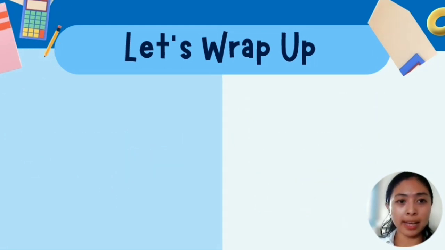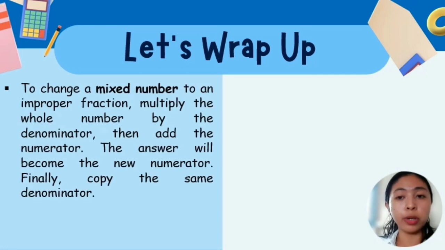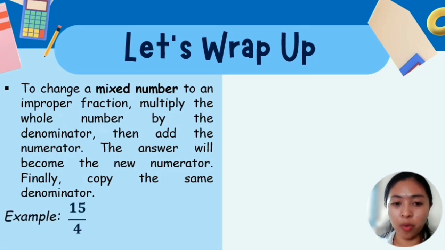Always remember, class, to change a mixed number to an improper fraction, multiply the whole number by the denominator and add the numerator. The answer will become the new numerator. Finally, copy the same denominator. For example, 3 and 3/4 is equal to 15/4.